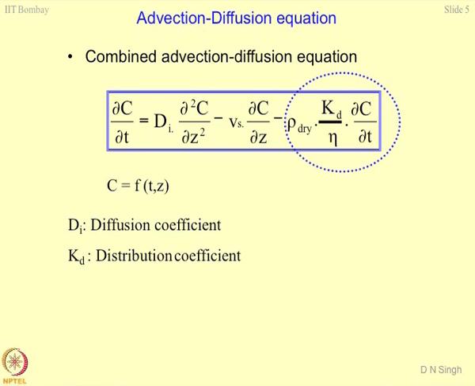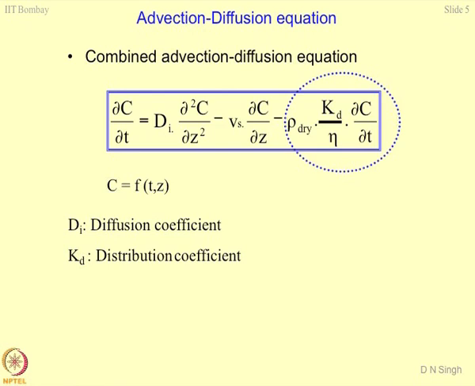Most of the mathematical models are available these days in the form of finite element codes and finite difference codes, and there are several commercially available packages which can give you a solution to ADE. This is also known as ADE, advection diffusion equation. Now, let me ask you a question, whether this is a one dimensional, two dimensional, or three dimensional equation. It is a one dimensional equation.